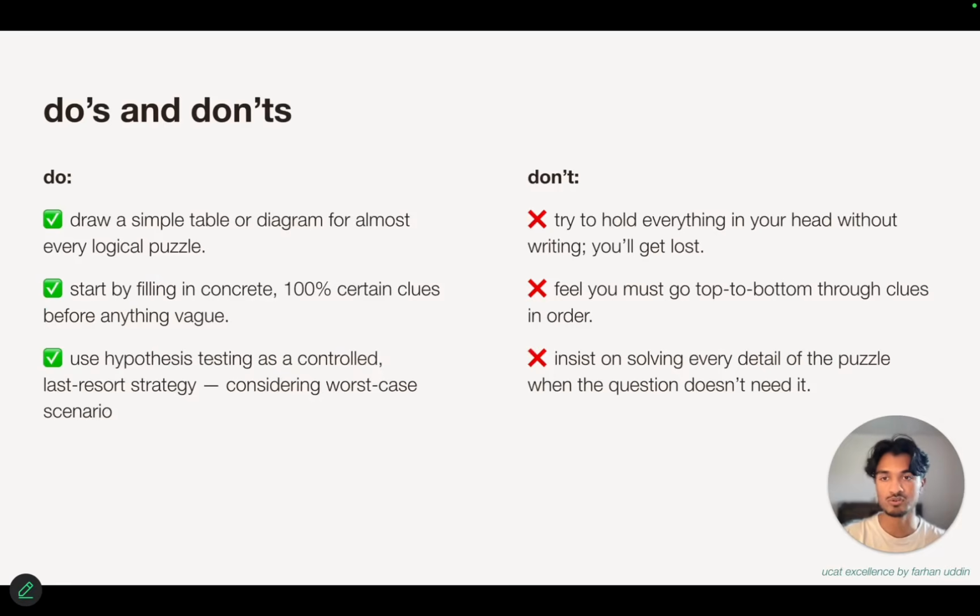So here's your do's and don'ts. Do draw a simple table or a diagram for almost every logical puzzle you do. Do start by filling in the concrete 100% certain clues before anything vague. And do use hypothesis testing as a controlled last resort strategy, considering the worst case scenario. Don't try to hold everything in your head without writing. You're going to get lost. Don't feel you have to go top to bottom through the clues in order. And don't insist on solving every detail of the puzzle when the question just doesn't require it.